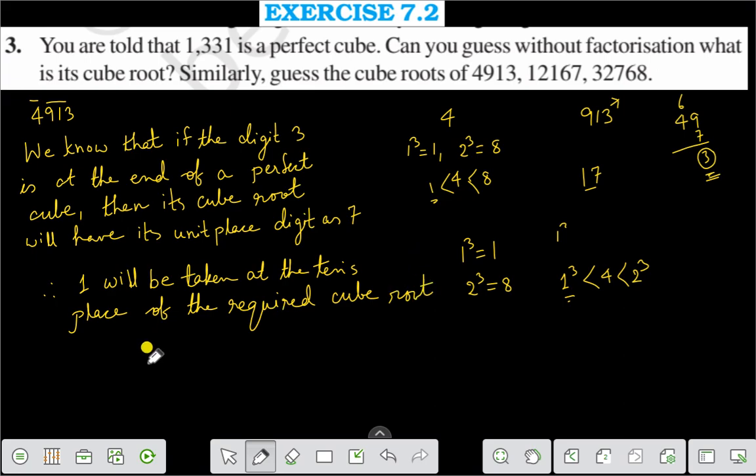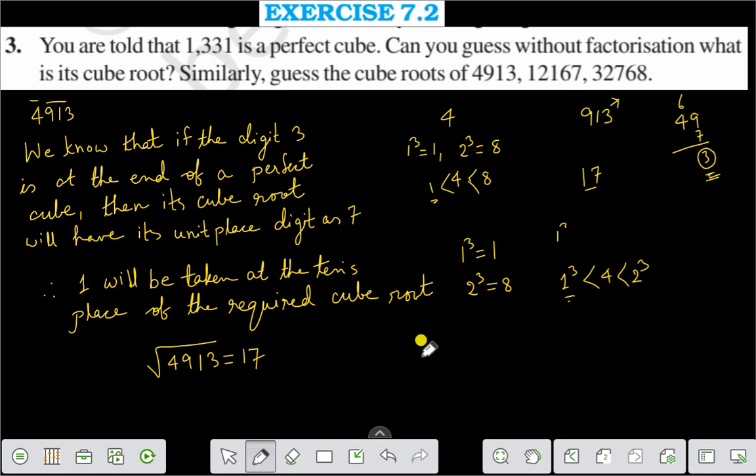Therefore, we can write that the cube root of 4913 is equal to 17, and that is the answer, right?